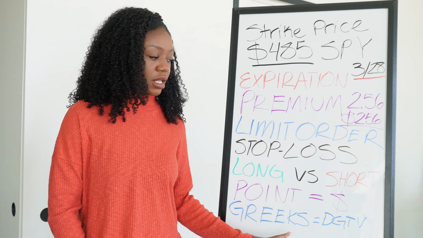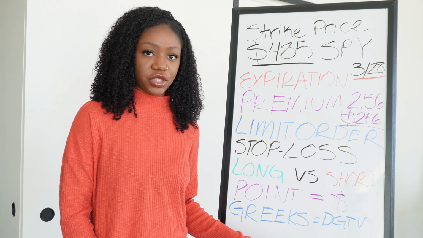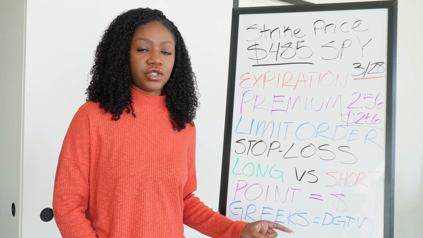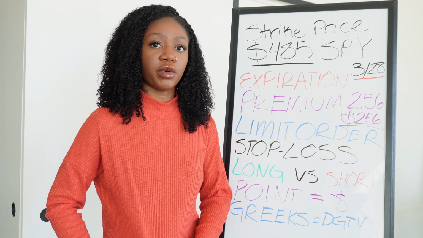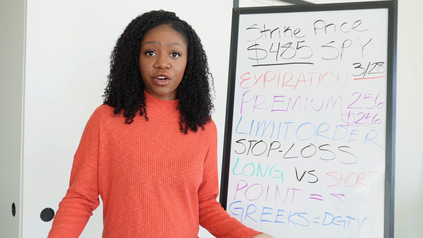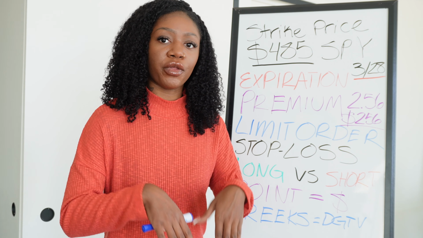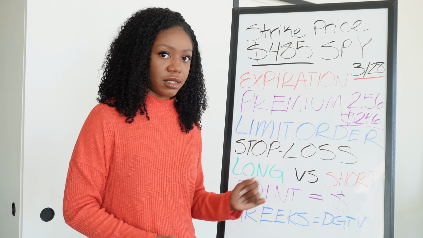And last but not least, we cannot forget about the Greeks. Now, I'm not gonna lie to you, the Greeks are the most complicated part of options trading. But if you can learn the Greeks, you can not only learn how to use it to your advantage when it comes to profit making, but you can also know what to avoid when it comes to buying your contract. The Greeks are basically the mathematical variables that go into pricing the contract, and it has to do with how the contract is moving in price as it stays open until it expires.